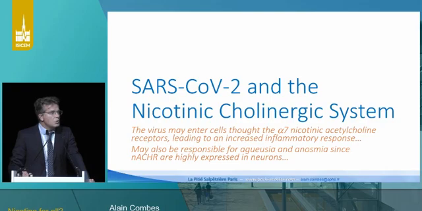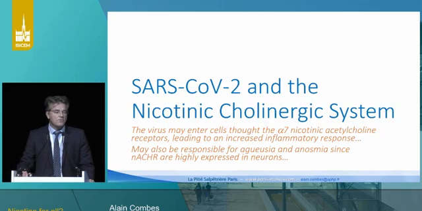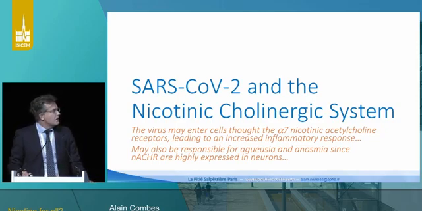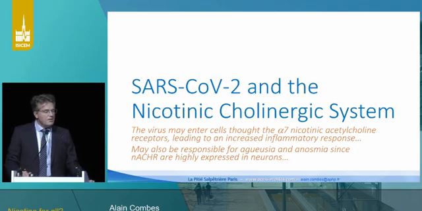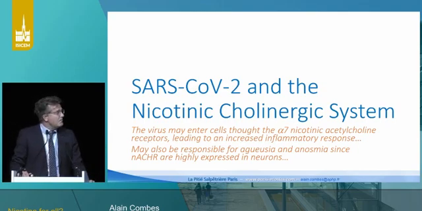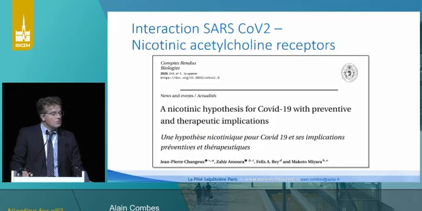It has also been suggested that the virus itself may interact with the nicotinic cholinergic system. The virus may enter cells through the alpha-7 nicotinic acetylcholine receptors. This may actually increase the inflammatory response. There is some basic science data about that. It may also be responsible for ageusia and anosmia, which is seen in these COVID-19 patients. These receptors are highly expressed in neurons.